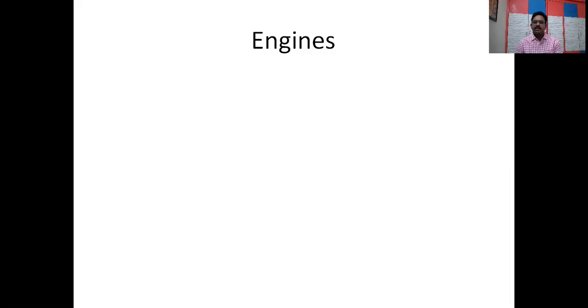Generally, in colloquial terms, it is a layman's view. If a layman has to give a definition for an engine, it is something which will move, that is called an engine. But as mechanical engineering students, we should give a proper definition for engines.